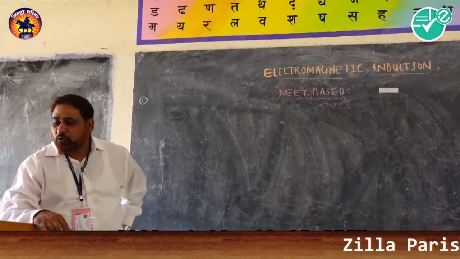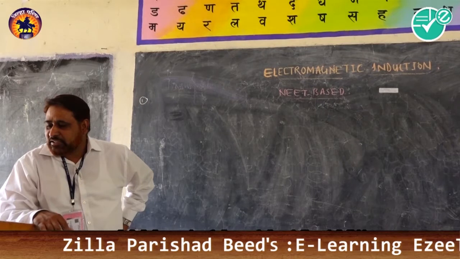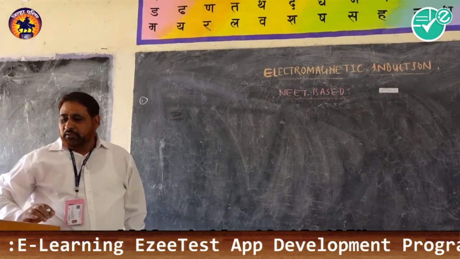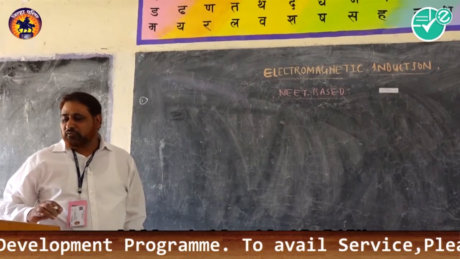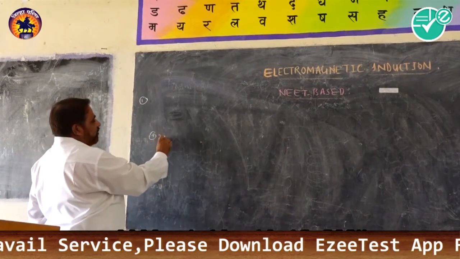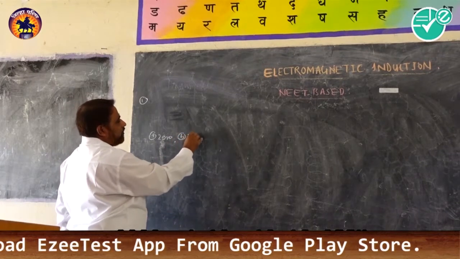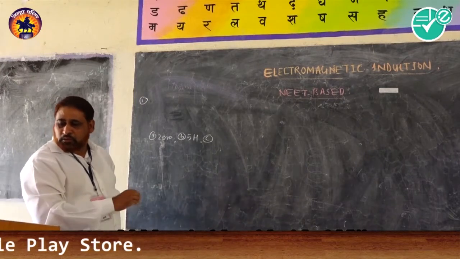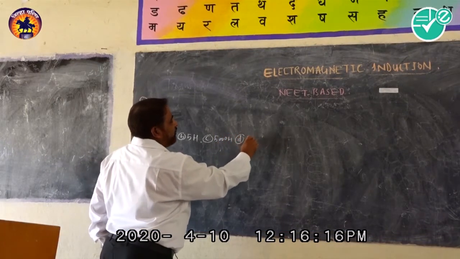An EMF of 5 volt produced by the self induction when current changes at a steady rate from 3 ampere to 2 ampere in 0.1 millisecond. The value of the self-induction is: the options are A, 0; B, 5 millihenry; C, 505 millihenry, 5000 henry; and D, 5 millihenry.